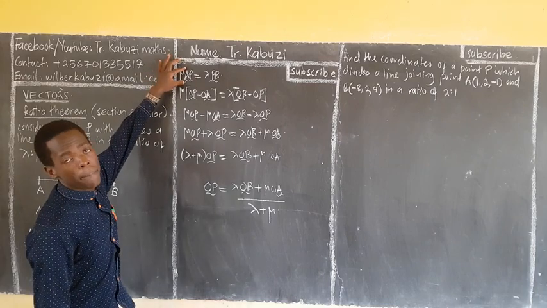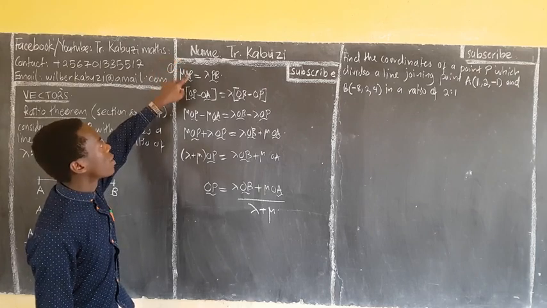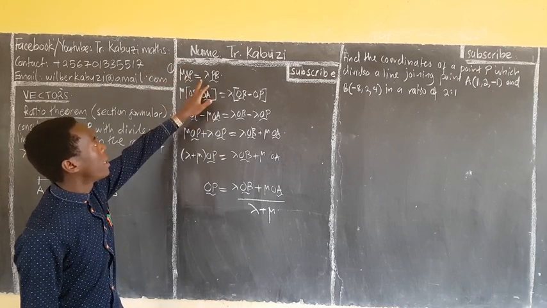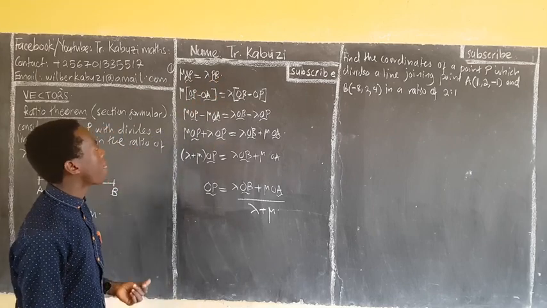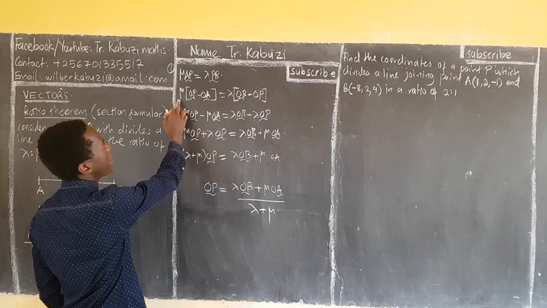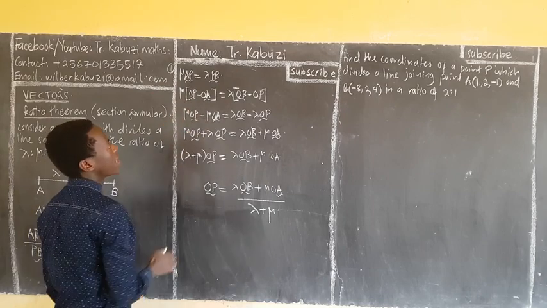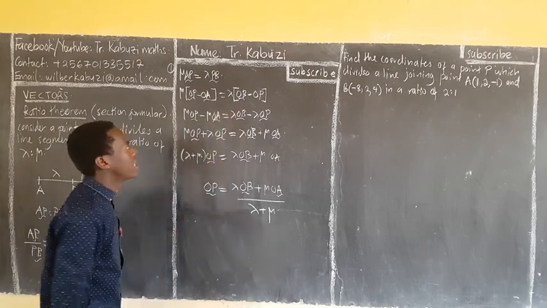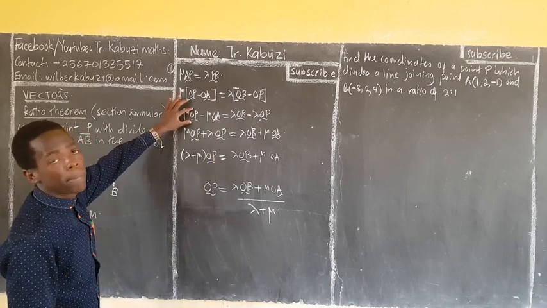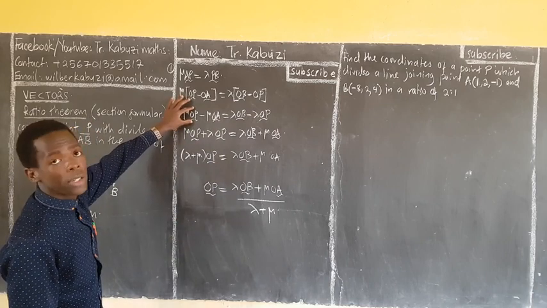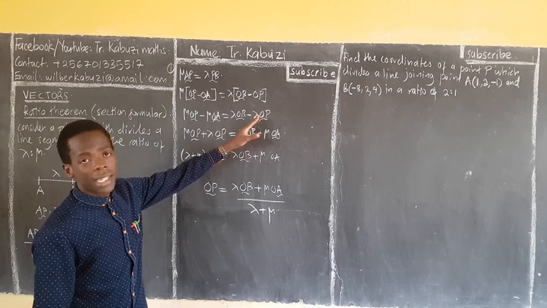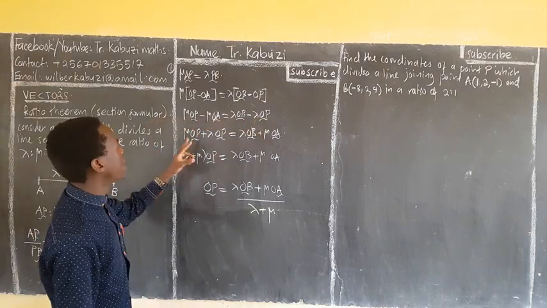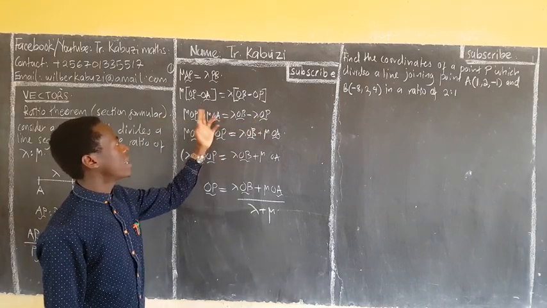But if I have AP, I can write it as OP minus OA, equaling lambda times OB minus OP, in that order. Now from there, after I open brackets, I put the lambda terms and the mu terms together. Now I want to know the position vector of this point P that is dividing this line. So I make it the subject by taking OP to this side, and the other terms to the other side.